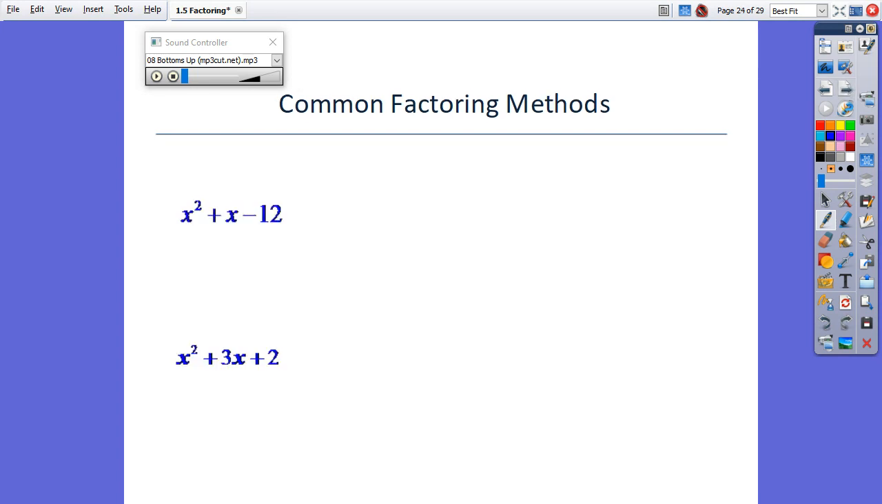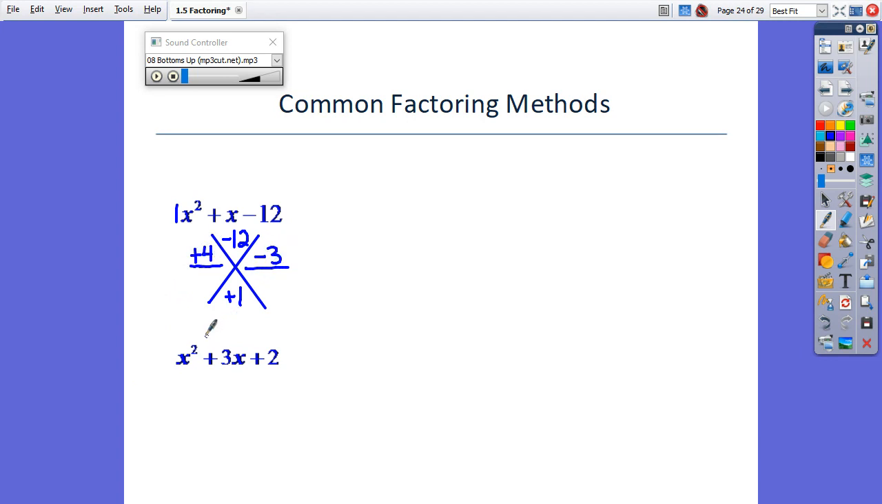So let's look at some really quick, shortcut ones you can almost do in your head, just starting off real basic here. My A is 1, my C is negative 12, so we're going to do A times C, which is negative 12, and it adds up to be positive 1, which is my B value. So I have to think of what 2 numbers multiply to be negative 12 and add to 1. Doesn't matter the order you put them. It looks like positive 4 and negative 3 would work.